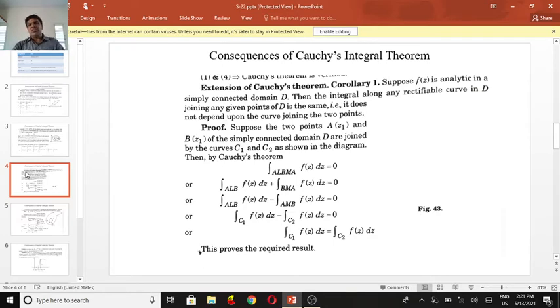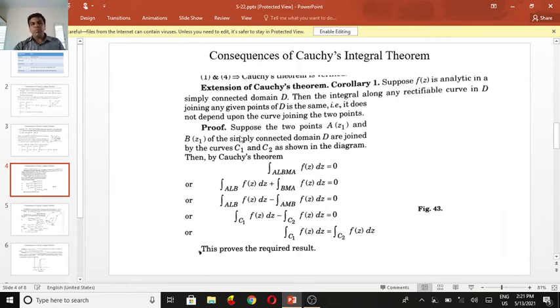Then we come to the extension of Cauchy's theorem. Corollary 1: suppose f of z is analytic in a simply connected domain D. Then the integral along any rectifiable curve in D joining any given points of D is the same. That is, it does not depend upon the curve joining the two points.